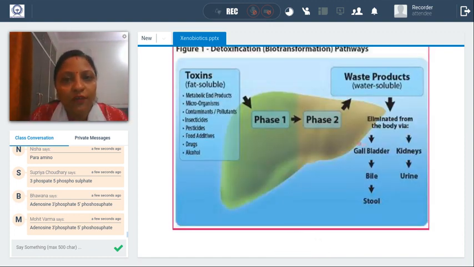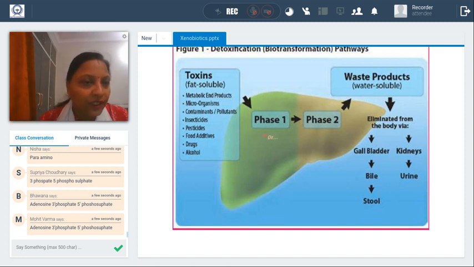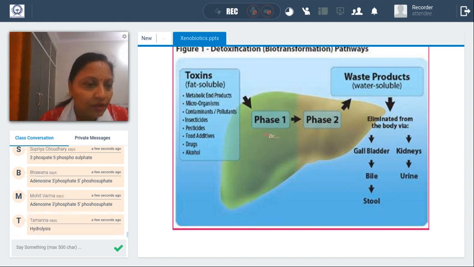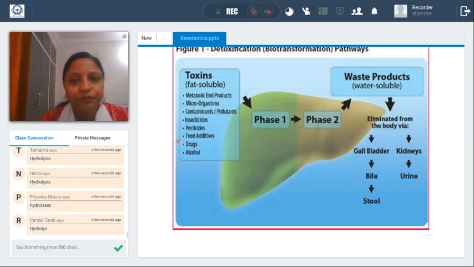The overall detoxification or biotransformation pathway. These are the toxins. These are the water-soluble waste products. These are lipophilic in nature and these are hydrophilic. Is it clear to all of you? This phase 1 reaction includes oxidation, reduction, and which one? Please add in the box. Yes, hydrolysis. And phase 2, conjugation.